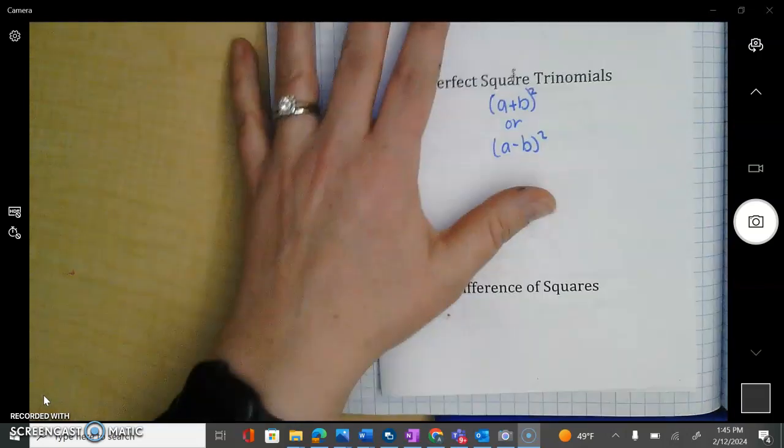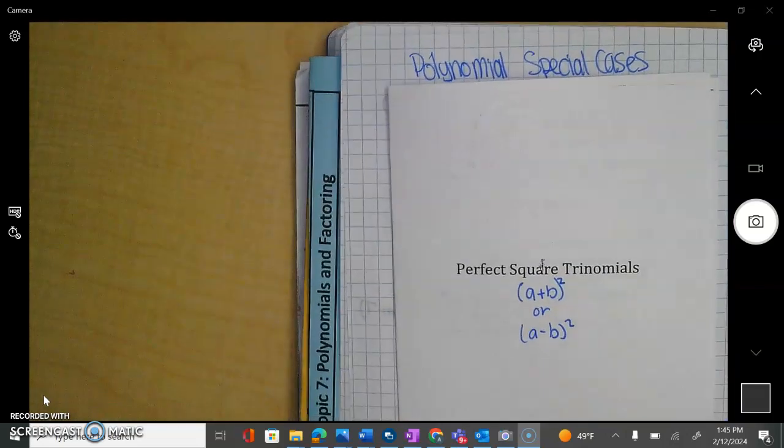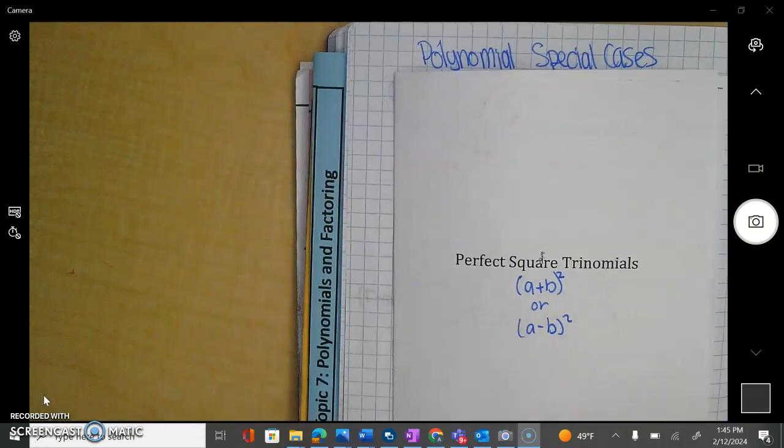But that's all you have to know about polynomial special cases. Use them to your advantage.